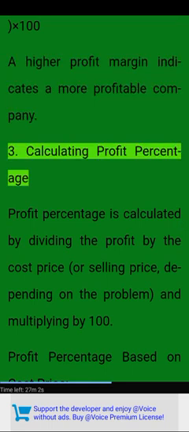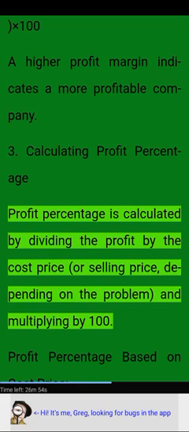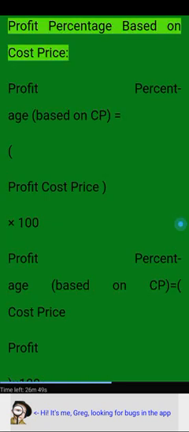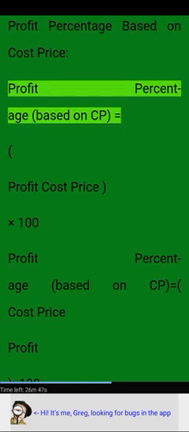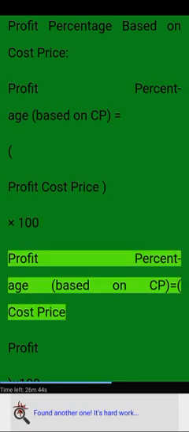3. Calculating profit percentage. Profit percentage is calculated by dividing the profit by the cost price or selling price, depending on the problem, and multiplying by 100. Profit percentage based on cost price: profit percentage based on CP equals profit divided by cost price times 100.